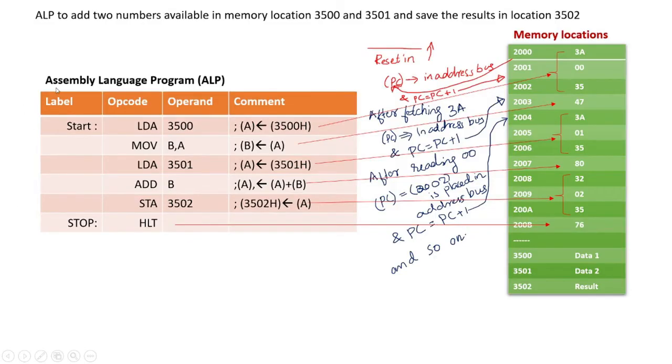So in order to get a clear idea of the working of the program counter, let's see one simple program. Here we can see a simple program to add two numbers, where the two numbers are available in locations 3500 and 3501. The task is to add these two numbers and save the result in the next location, 3502. In 8085 there is no direct instruction to move content available in a memory location to a general purpose register. So that movement is handled through the accumulator only.